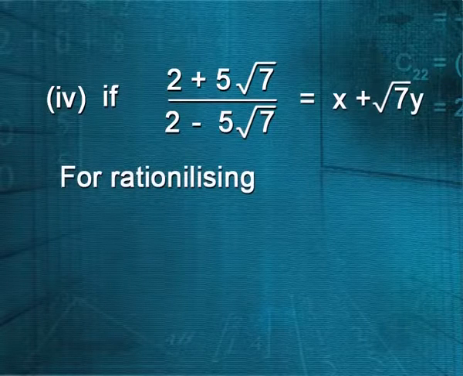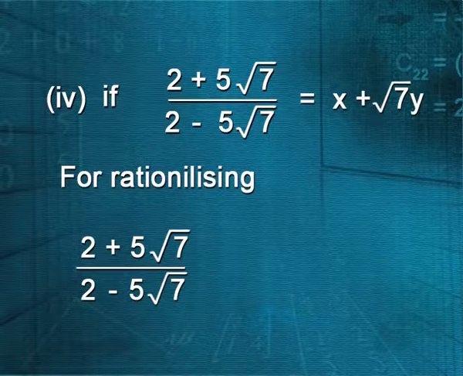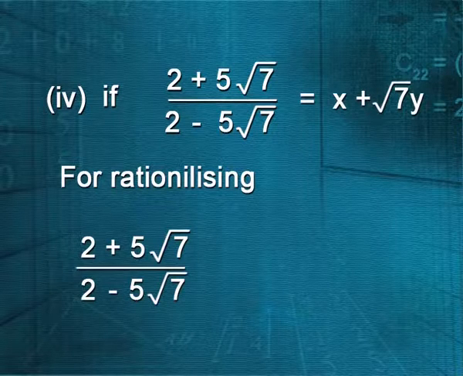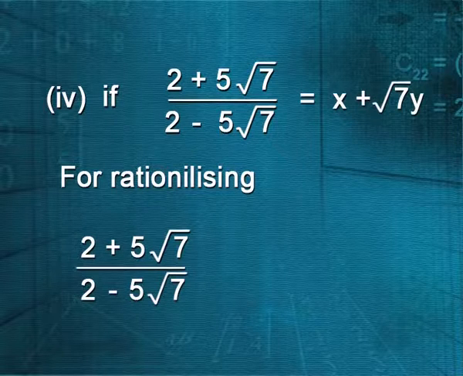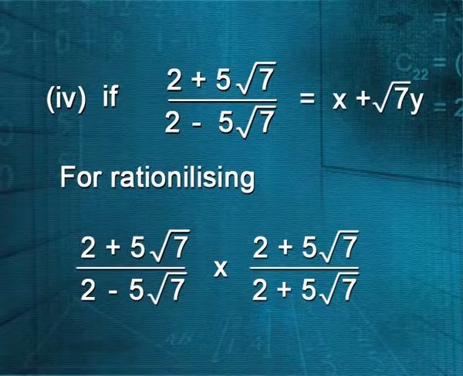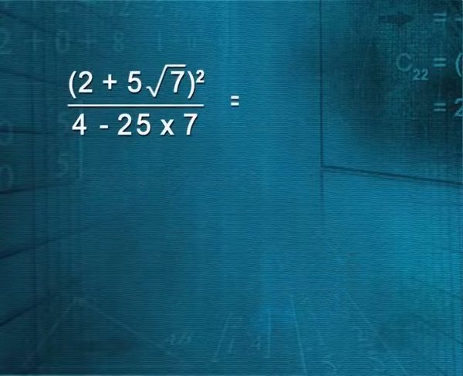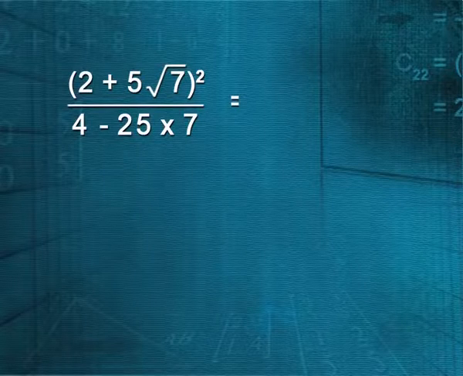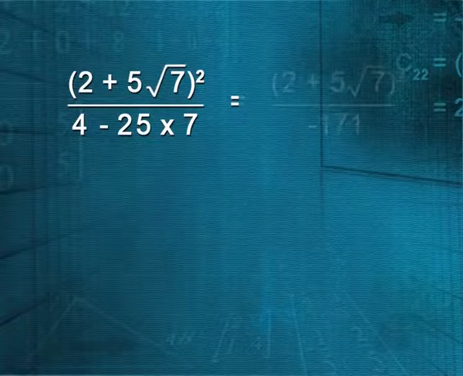For rationalizing the left hand side, you have 2 plus 5 root 7 divided by 2 minus 5 root 7. So, with what number will we multiply this expression so that its denominator is converted into a rational number? We will multiply by the conjugate of the denominator. The denominator is 2 minus 5 root 7. Therefore, its conjugate will be 2 plus 5 root 7. So, in the given expression, you multiply the numerator and denominator by 2 plus 5 root 7. In the numerator, you have 2 plus 5 root 7 whole square, and in the denominator, you have a square minus b square, that is 4 minus 25 multiplied by 7, which is equal to minus 171.